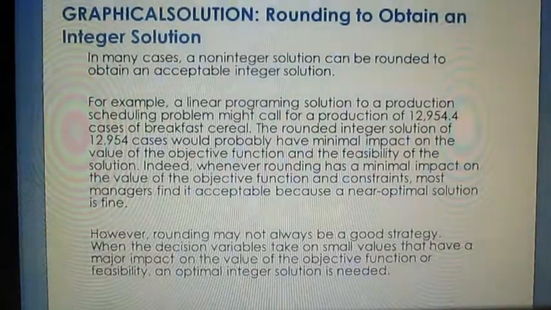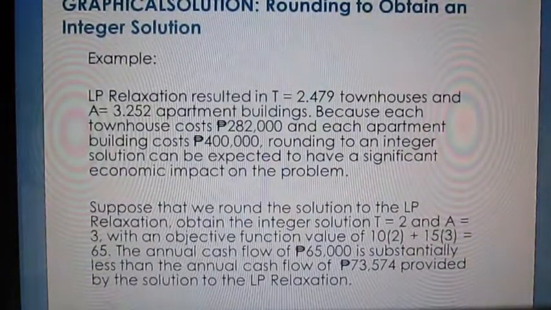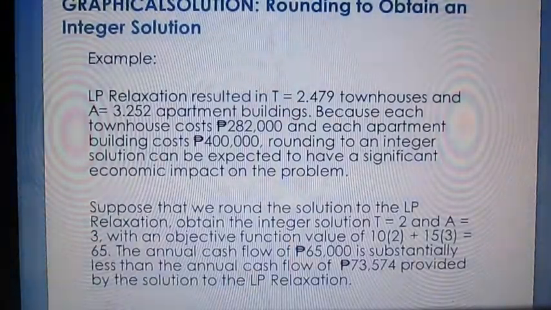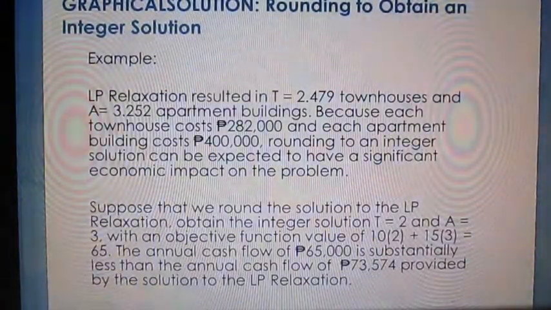However, rounding may not always be a good strategy. When the decision variables take on small values that have a major impact on the value of the objective function or feasibility, an optimal integer solution is needed. Example: LP relaxation resulted in T equals 2.479 townhouses and A equals 3.252 apartment buildings. Because each townhouse costs 282,000 pesos and each apartment building costs 400,000 pesos, rounding to an integer solution can be expected to have a significant economic impact on the problem.